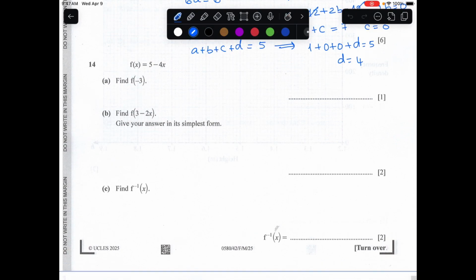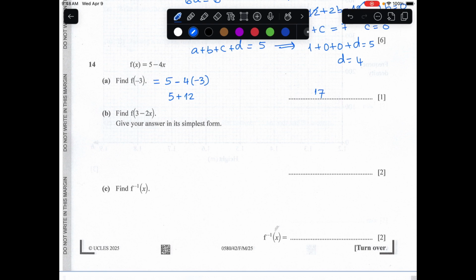To 5 minus 4x, and we need to work out what is the value of f of minus 3. So what I'm going to do is I'm just going to simply substitute in place of x negative 3. So this works out to be 5 plus 12, which is 17.